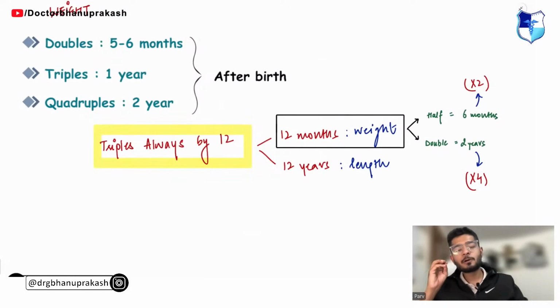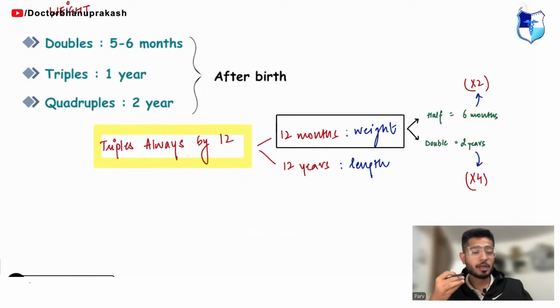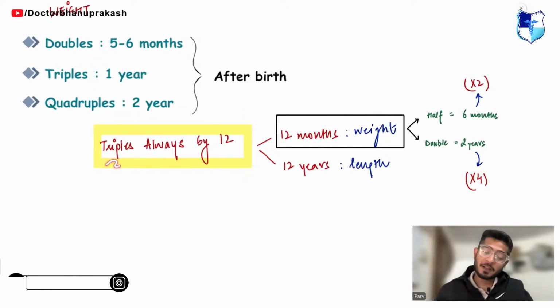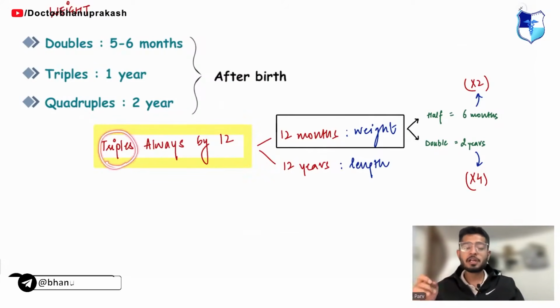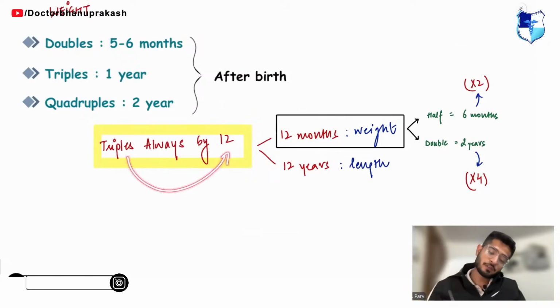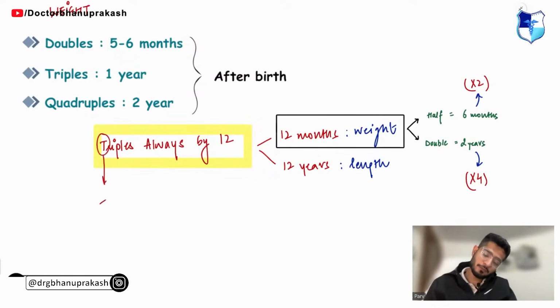So remember, I'm going to give you a beautiful trick. If you get to know this trick, anything which is asked, when will the weight be tripled, when will the height be tripled? Triple always means 12. So T for triple, T for 12. Whenever the word triple comes, 12 is going to come.